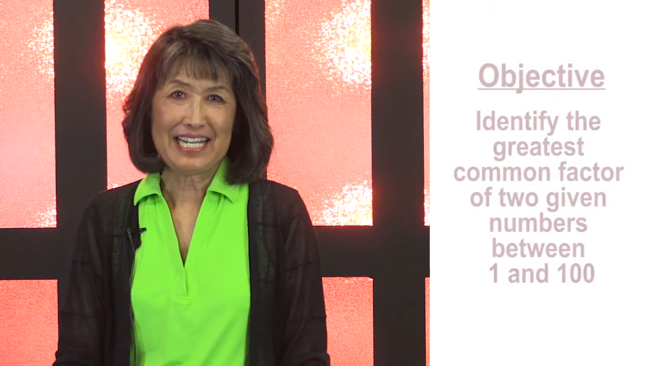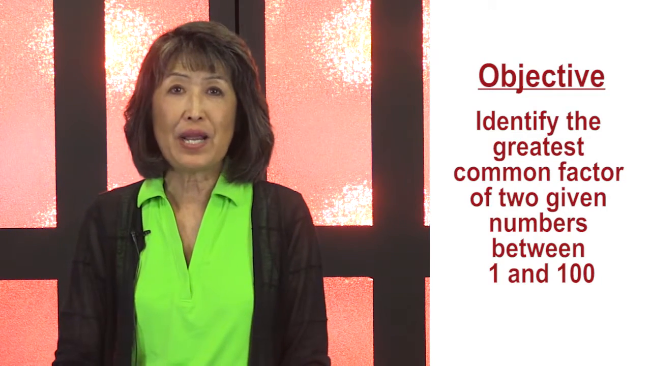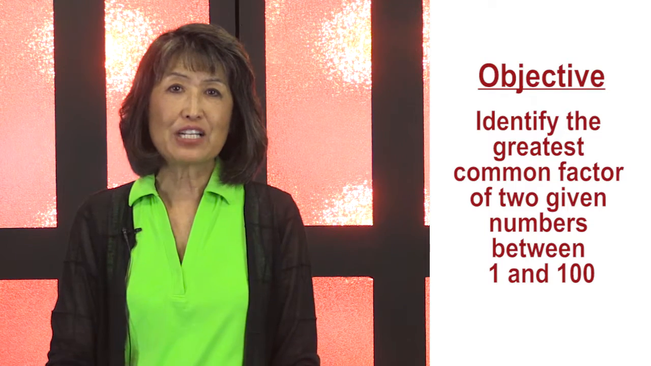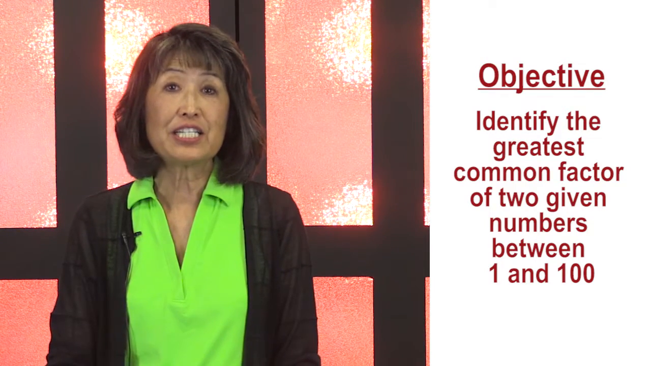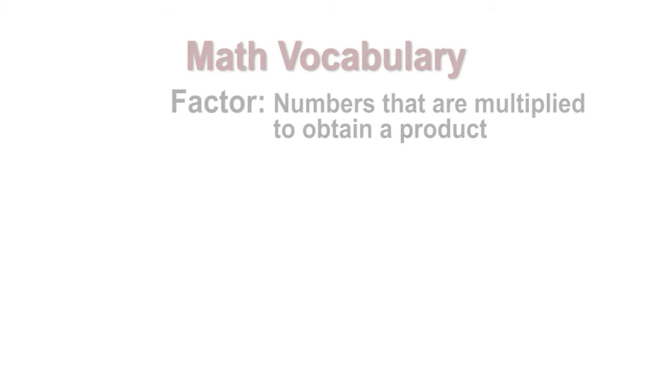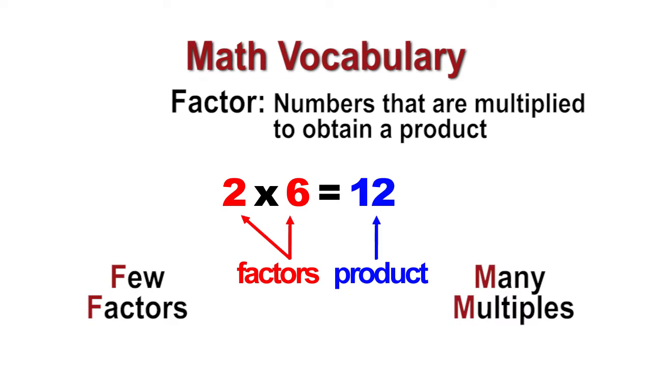The objective of this lesson is to identify the greatest common factor of two given numbers in the range of 1 through 100. Students' last exposure to factors was in the 4th grade Operations and Algebraic Thinking strand. To review, a factor is one of two whole numbers that, when multiplied together, produce a product. Students often confuse factors and multiples.